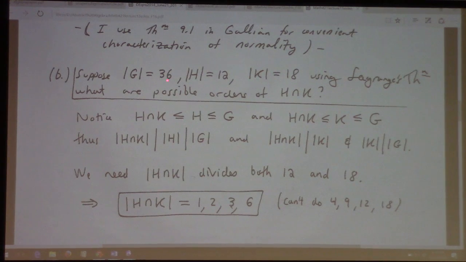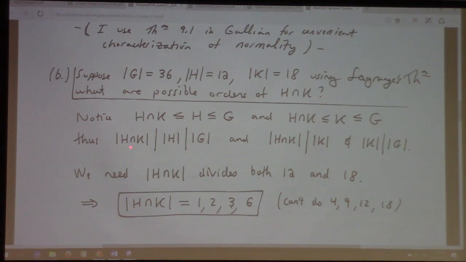So suppose the order of G is 36, the order of H is 12, the order of K is 18. And I think when you guys asked me about this, I got it in my brain you had to know something else, but I don't think you actually did. All you needed to know was that H intersect K is a subgroup of both H and K, which I just wasn't thinking about when I first advised you. That fact is really all I need with Lagrange's theorem to solve this problem.